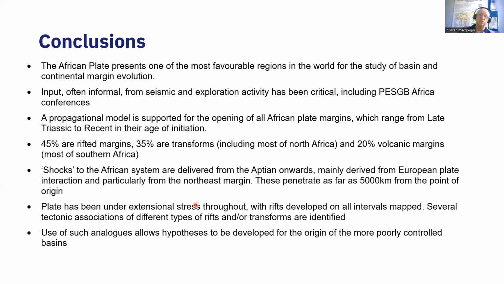The plate has been under extensional stress throughout. Rifts developed in all margins. However, the rifts are of multiple different types, and that makes application of analogs very difficult. Again, the rifts tend to propagate as well, so one rift is not necessarily the same age as another, nor necessarily the same type as another. A lot of the rifts are passive rifts associated with transforms. But use of analogs from the best controlled areas, like the Central African rift system or the West African margin, applied to other margins, allows multiple hypotheses to develop on the origin of some of these more troublesome basins.